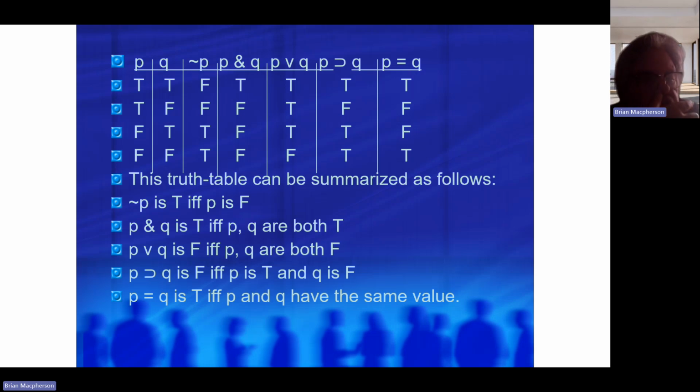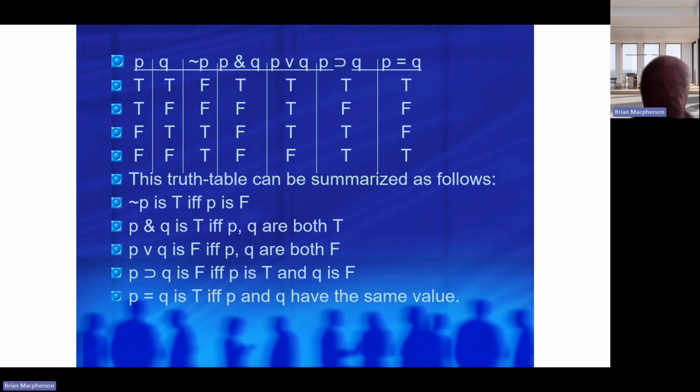It can be summarized as follows: not P is true if and only if P is false. P and Q is true if and only if P and Q are both true. P or Q is false if and only if P and Q are both false. Otherwise, it's true. P then Q is false if and only if P is true and Q is false. Otherwise, it's true. P if and only if Q is true if and only if P and Q have the same truth value. And so this table tells us what the connectives mean.